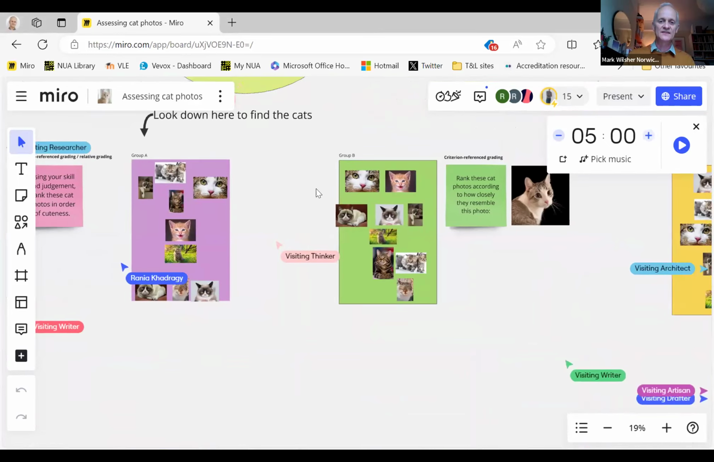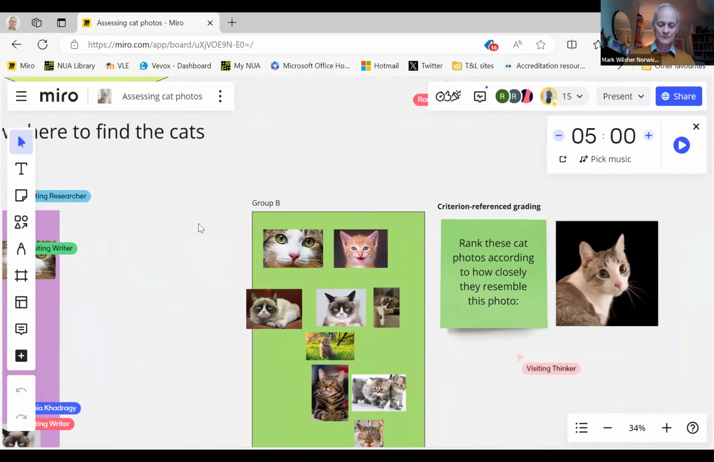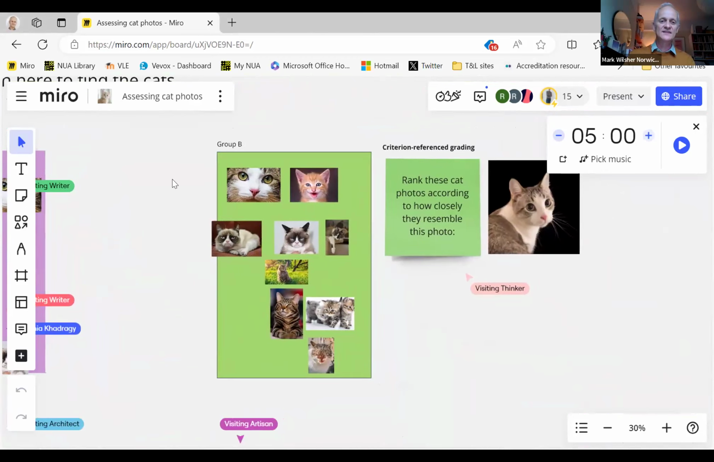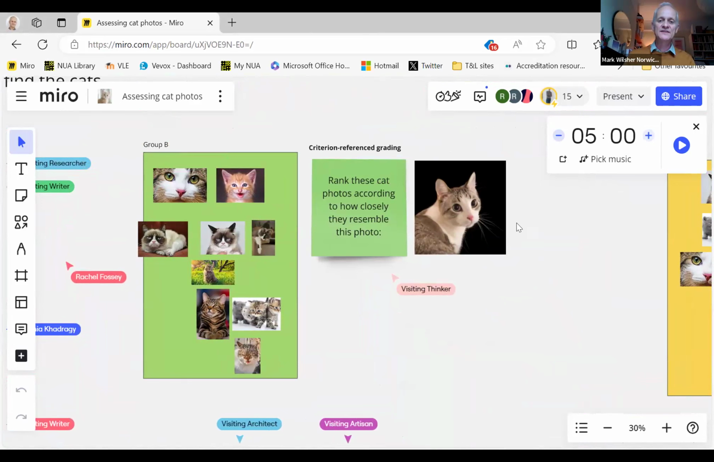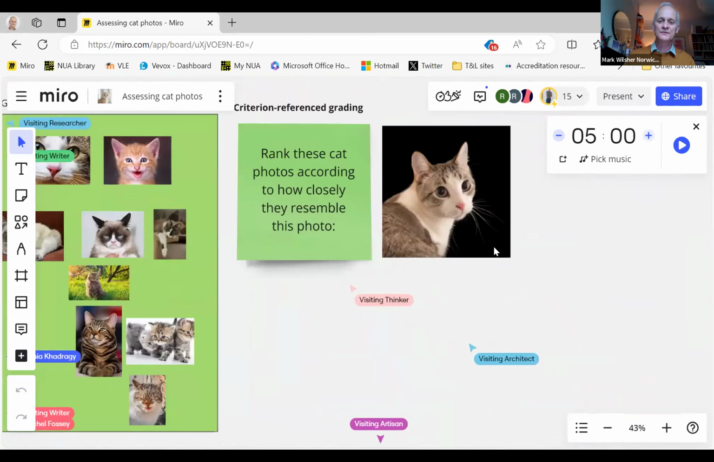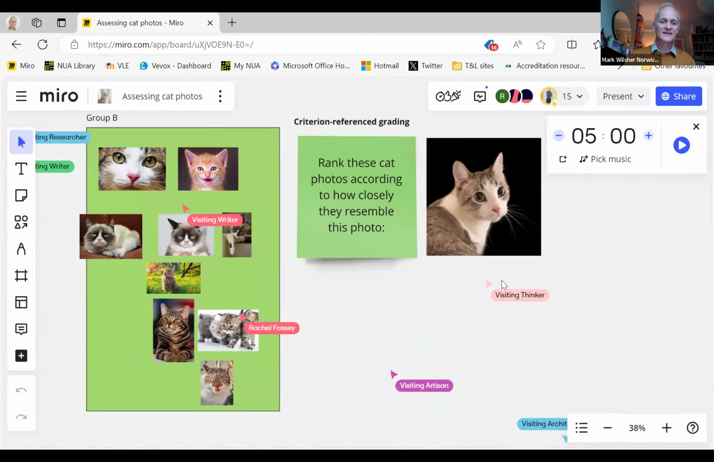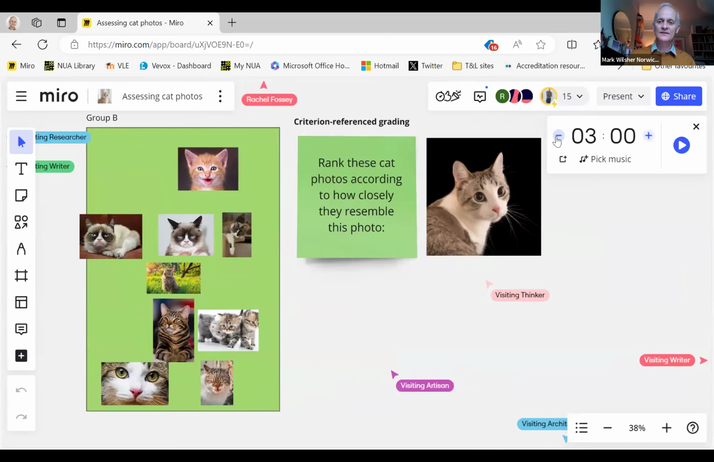So I'm going to move over to the second rectangle here. We have a green rectangle, group B, and I'm going to ask Roberta and Rachel to now have a go at assessing these cats, but this is criterion reference grading. So I'd like you to sort them according to how closely they resemble this photo, this beautiful photo of a sweet looking cat. And again, I'm going to give you 2 minutes to do this.